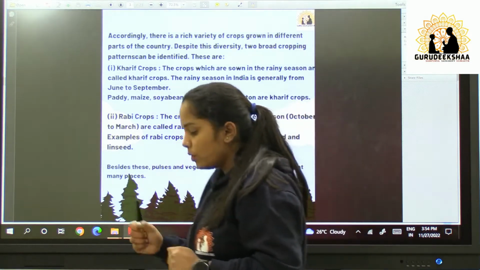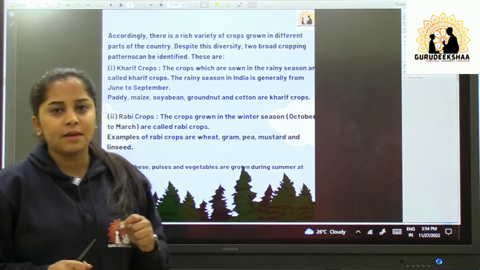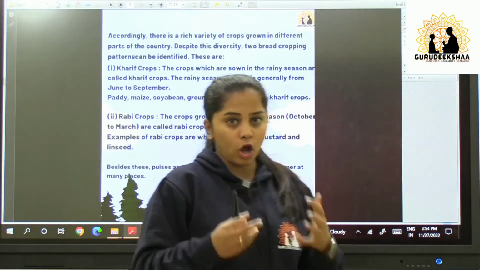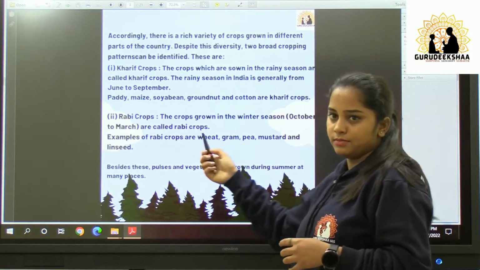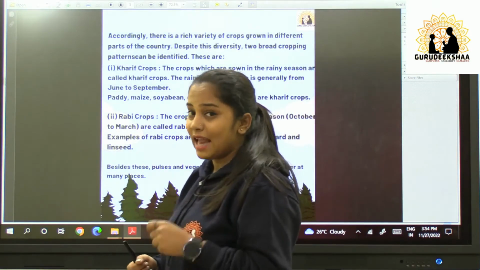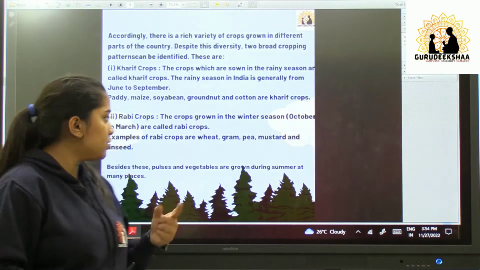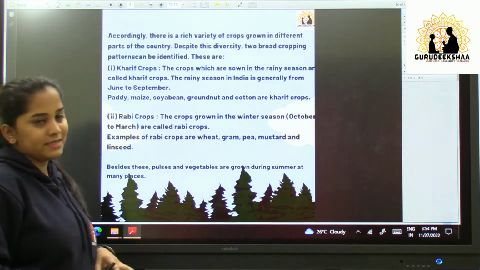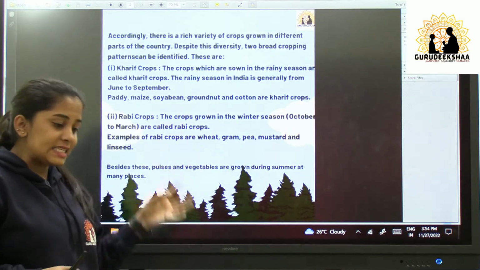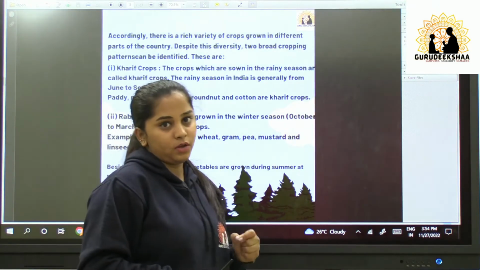The other one is the rabi crop. What is a rabi crop? A rabi crop is the production of a crop in the winter season. The crops grown in the winter season, we call rabi crops. What are the examples of rabi crops? Wheat, gram, pea and mustard are examples of rabi crops.